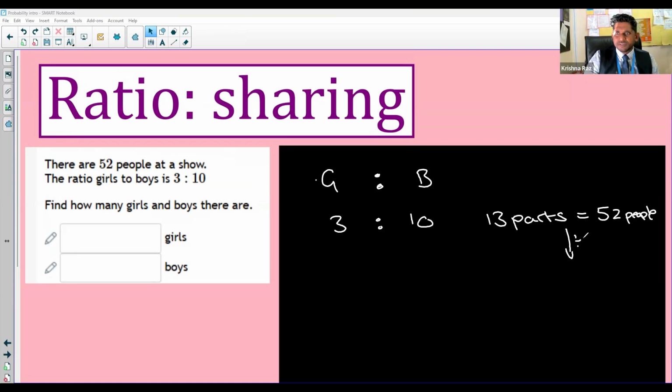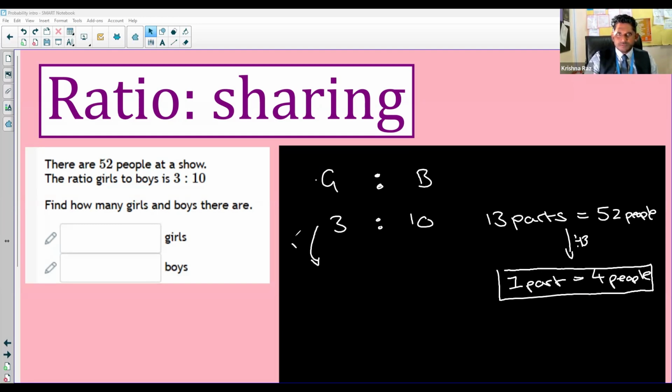Now, if we divide by 13, we get one part, and 52 divided by 13 is 4. You can use a calculator there if you need to. This is our conversion now. So we need to times these values by 4, because one part is 4 people, and we have 3 parts and 10 parts.